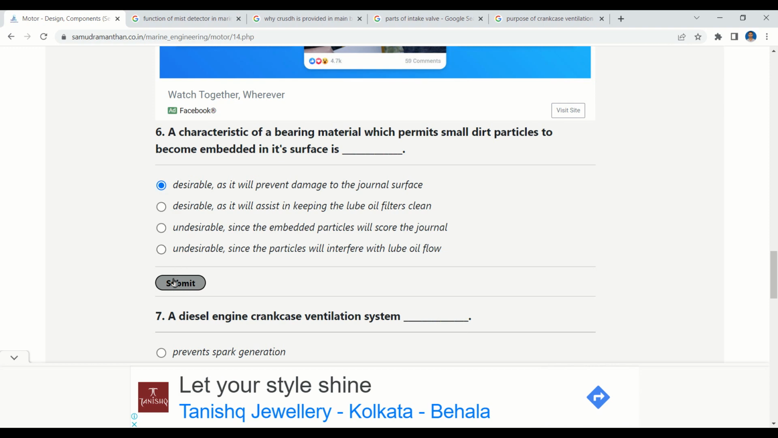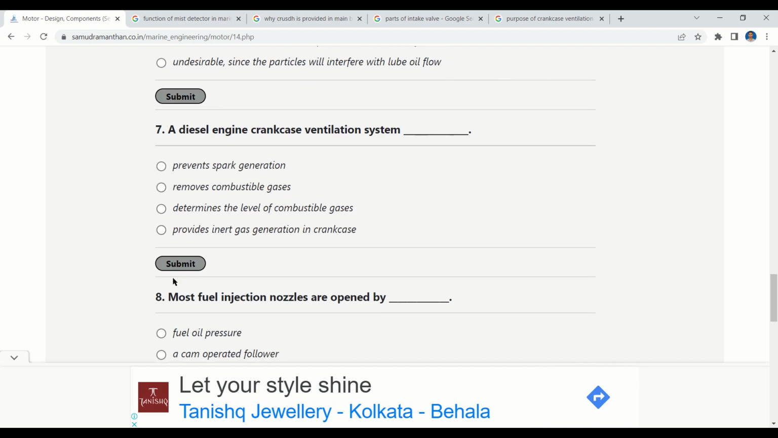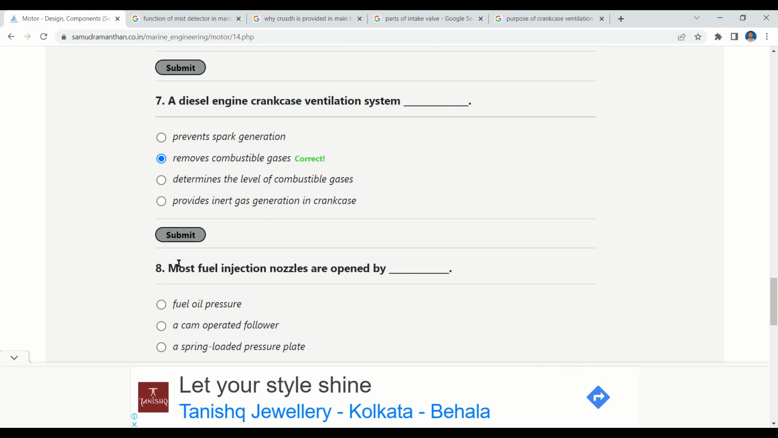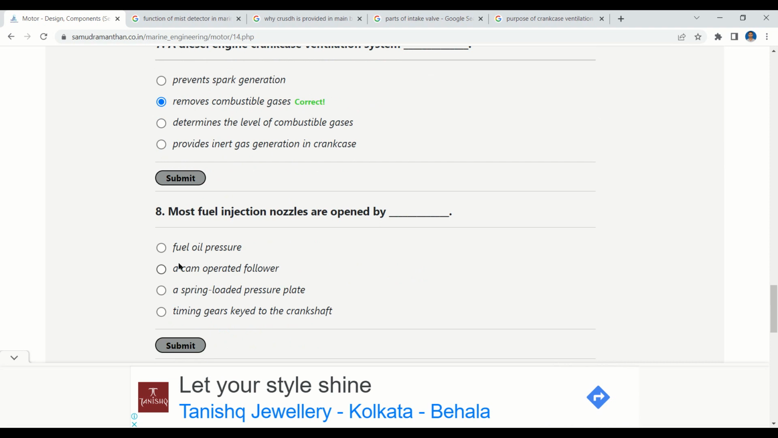Our next question is: a diesel engine crankcase ventilation system, and the options are prevents spark generation, removes combustible gases, determines the level of combustible gases, provides inert gas generation in the crankcase. The correct option should be removes combustible gases. By removing the combustible gases, it prevents a fire inside the crankcase.